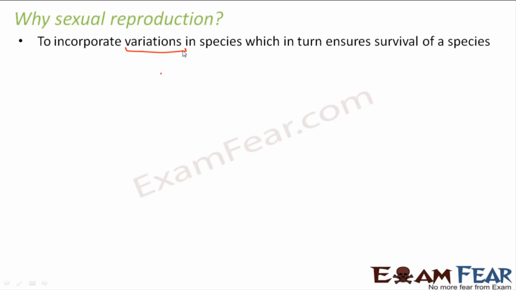Now, if suddenly some climatic changes happen, let us suppose the weather becomes too cold. Since we now have so many varieties, at least the varieties with fur will be able to survive. Right? So because of variation, these small traits have come into the picture. So variation in the long run helps in the survival of a species.